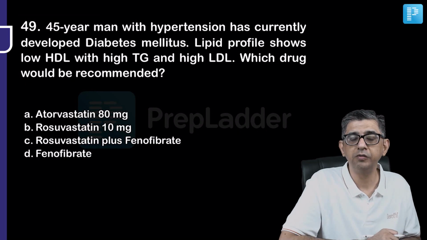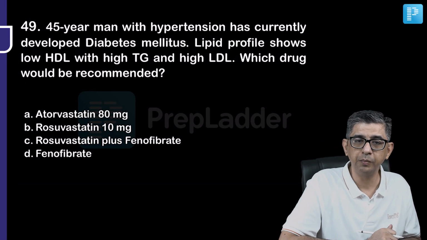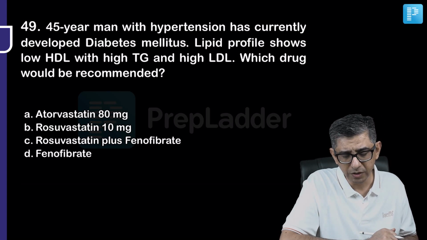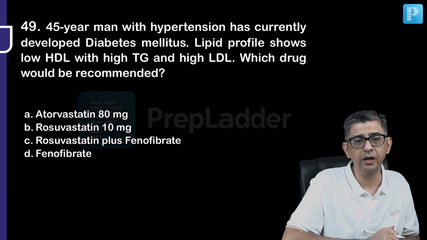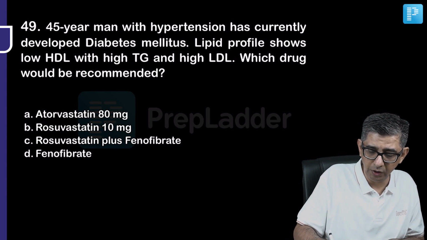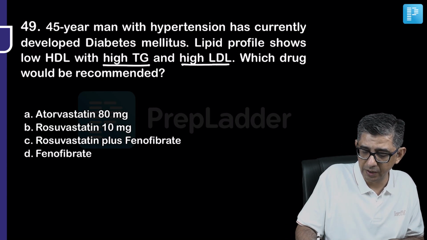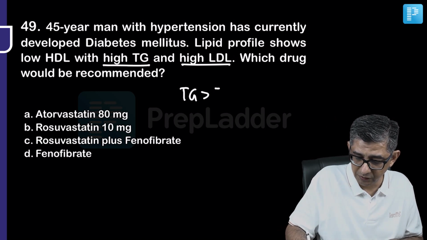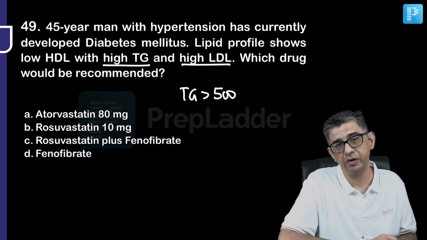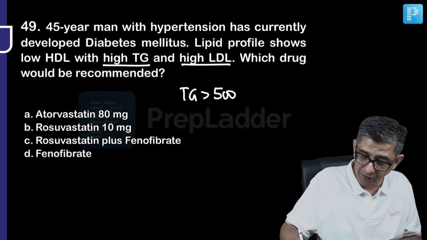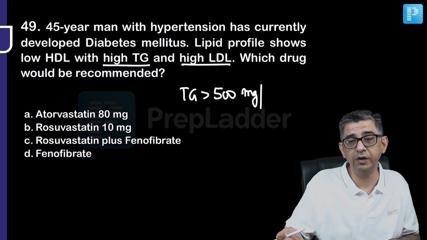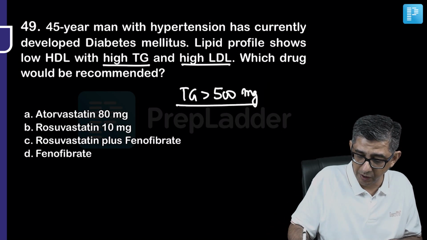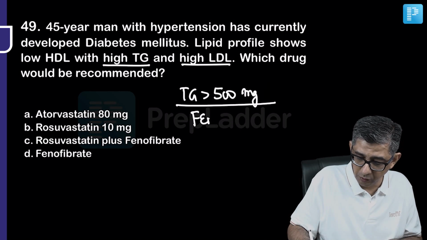Coming to 49, there's a 45-year-old man with hypertension who has currently developed diabetes. His lipid profile is showing low HDL, high triglycerides and high LDL. All diabetics would have a derangement of both triglycerides and LDL. If only triglycerides are elevated, like suppose in this question the triglyceride value was given to be more than 500, in those circumstances, if triglyceride values were alone elevated, then my primary weapon for isolated hypertriglyceridemia would be fenofibrate.